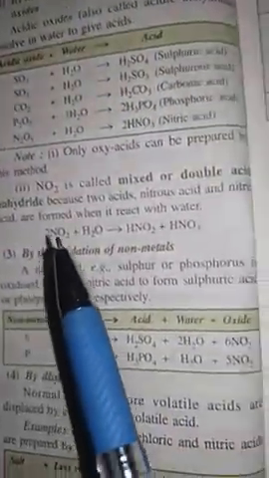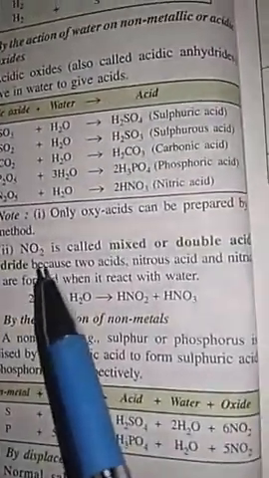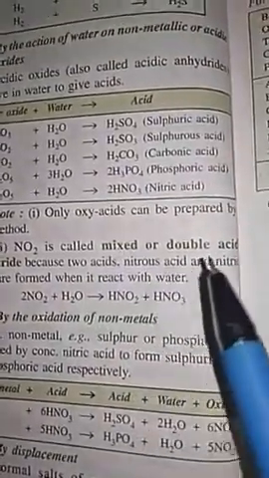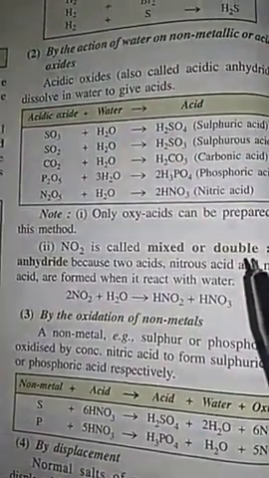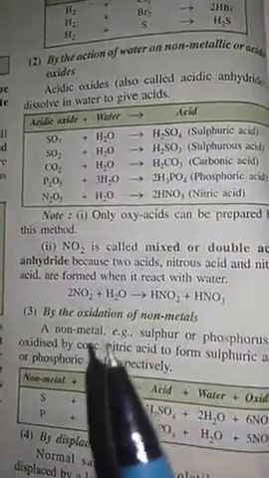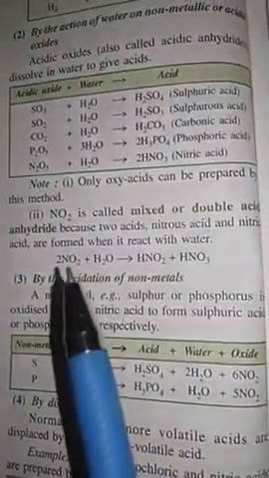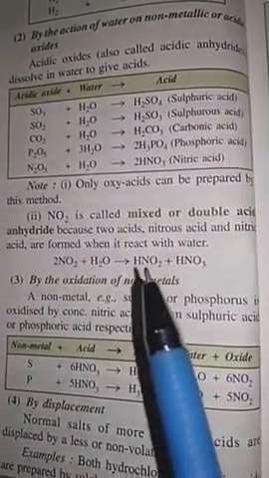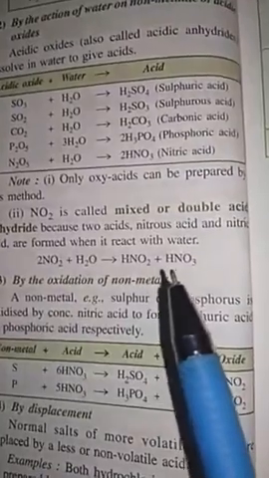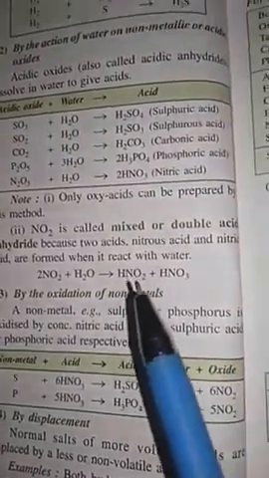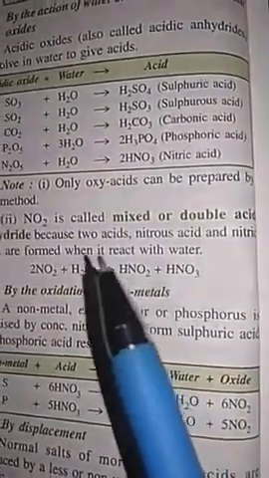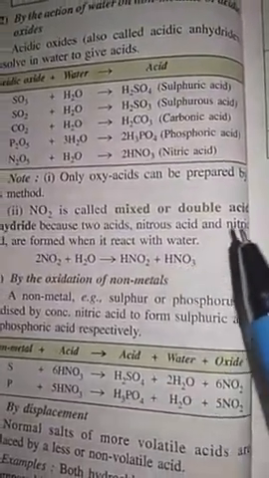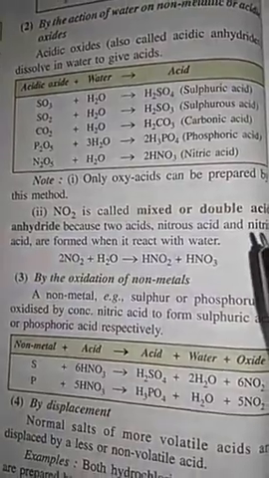Here is another term. Nitrogen dioxide is also called mixed acid or double acid anhydride. Why is it so? Here we can see nitrogen dioxide, when it dissolves in water, forms HNO2 plus HNO3. This HNO2 is called nitrous acid and HNO3 is called nitric acid.